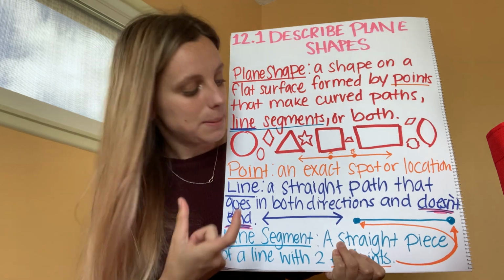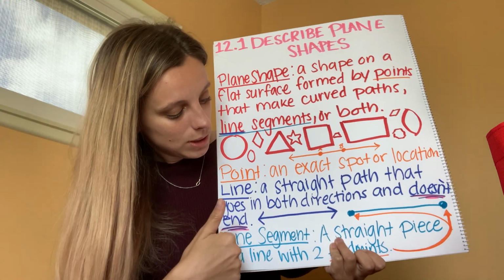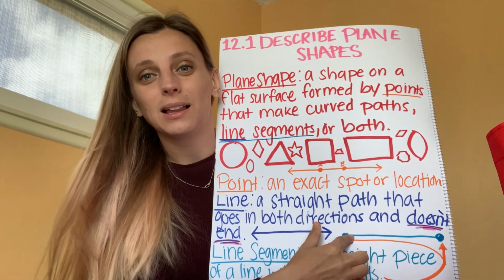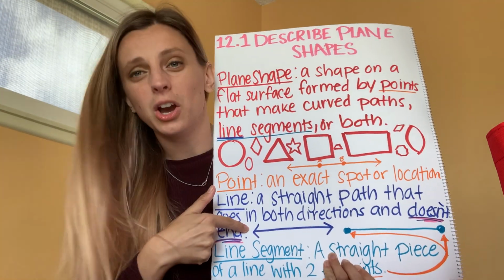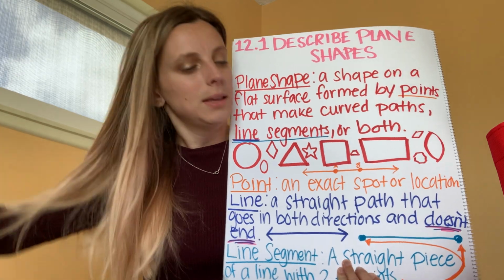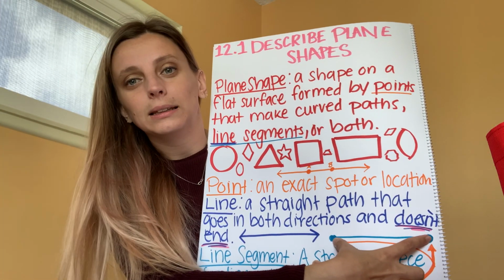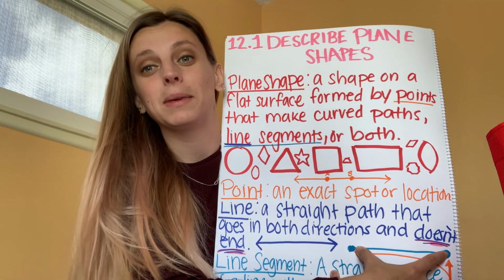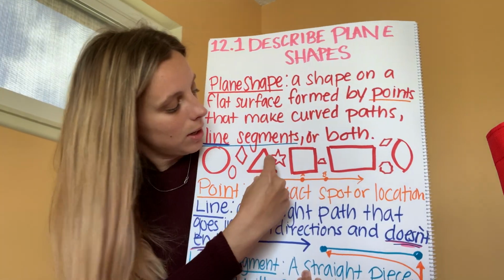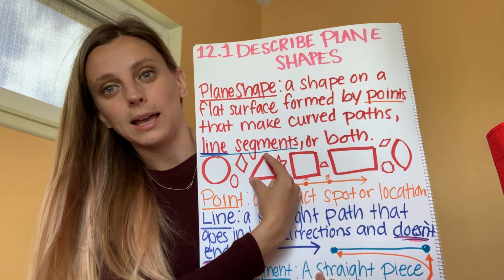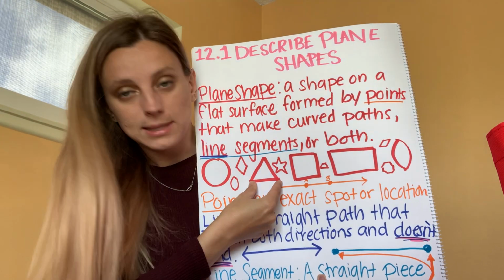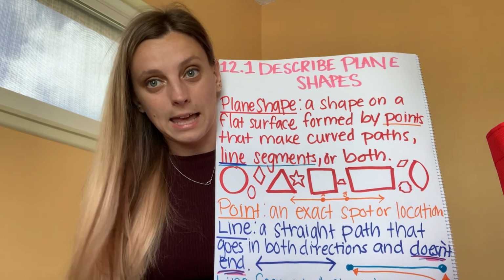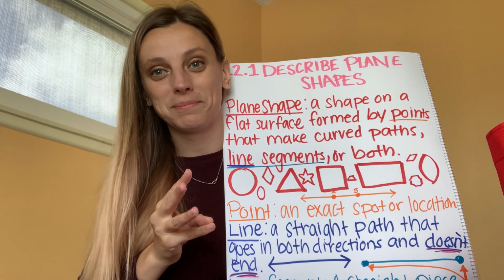Now a line segment is a piece of a line, and you can tell it's a piece because it has two endpoints. These two endpoints tell us that the line ends. If you see an arrow, it means it keeps going, right? But these endpoints tell us that this line ends. It's a segment, or a piece, that's what segment means, of a line. So here we can look at our triangle and see that we have a line segment here, a line segment here, and a line segment here, right? But not 3 lines, 3 line segments.